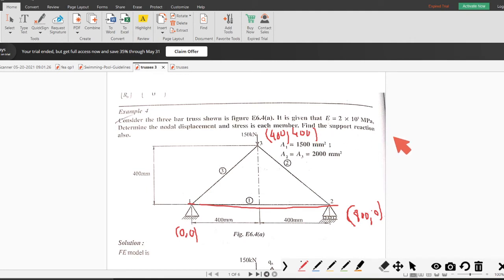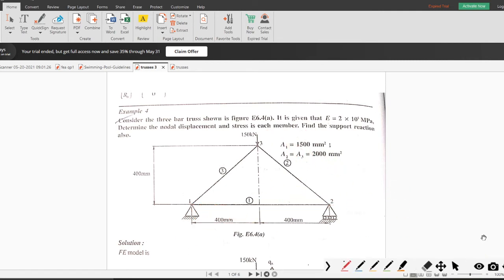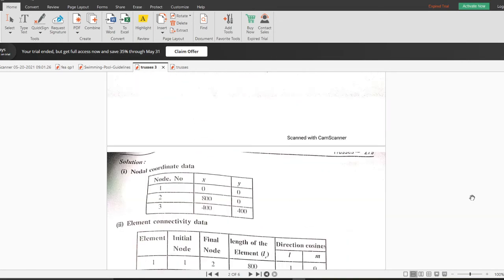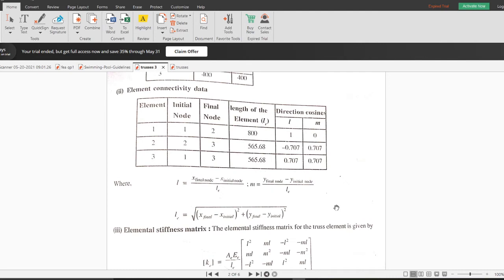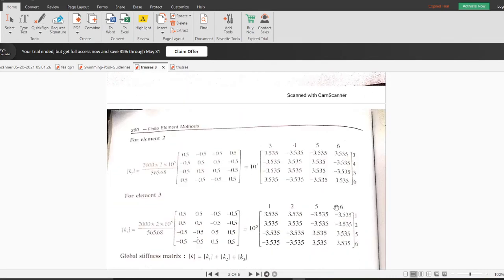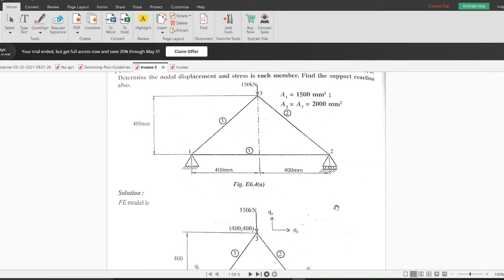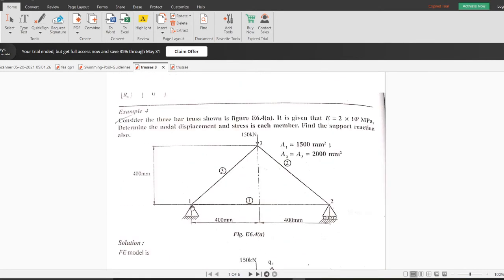Now rest of the things are as usual procedure. Correct? X1, Y1, X2, Y2, X3, Y3 we got. Therefore, find out L, M and corresponding LE1, LE2, LE3. That as usual you have to do it. And K1, K2, K3 as usual. Then you have to calculate the forces. Here F1. What is the F1 force?